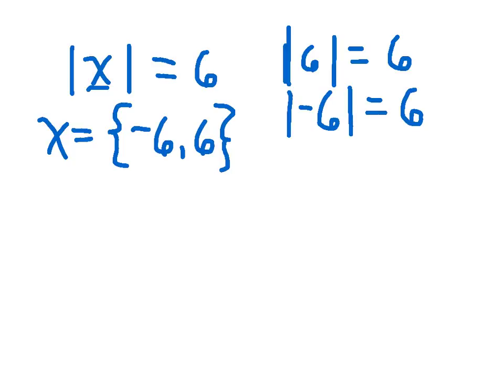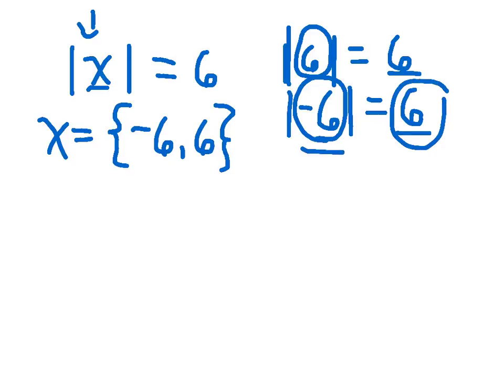Now, the thing that often confuses kids is, wait a second, we're talking absolute value. I thought that absolute value was always positive. Well, the absolute value part is positive. The part that can start out positive or negative is inside the absolute value symbols. I can take the absolute value of a negative number. I just can't have the absolute value be a negative number. This is the one that has to always be positive.